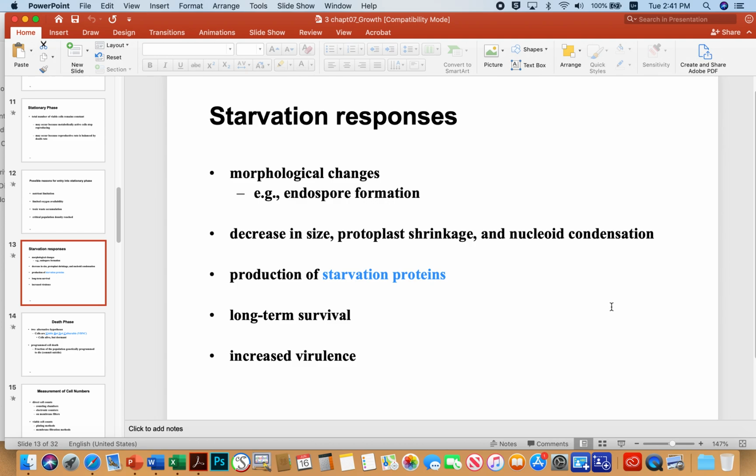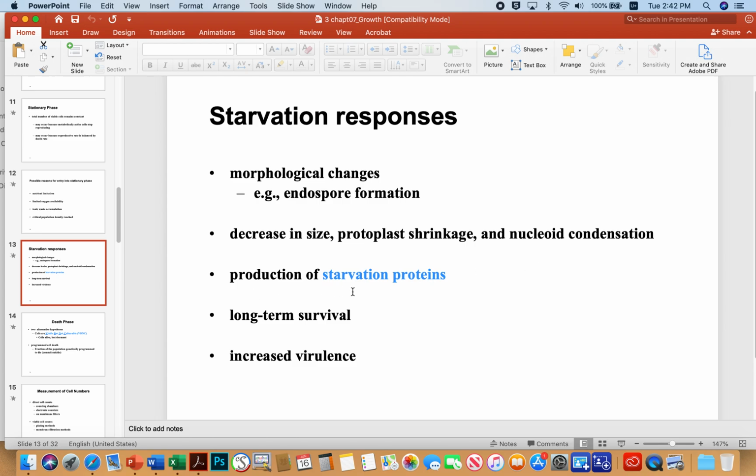The starvation responses that we typically see when microbes have reached these phases mainly include morphological changes. And one thing I've already alluded to was endospore formation, in which microbes make these tough, resistant spores, which are typical in really inhospitable environments like the soil. One thing that microbes also do is they may decrease in size or shrink their protoplast, their cytoplasm, or condense their nuclei. And the purpose for this is obviously to create a smaller cell that's not as difficult to feed.